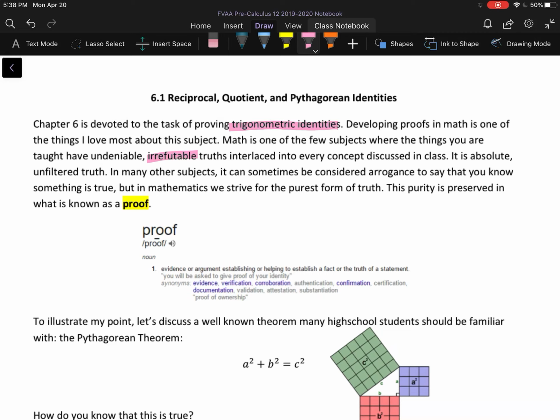In many other subjects, it can sometimes be considered arrogance to say that you know something is true, but in mathematics we strive for the purest form of truth. This purity is preserved in what is known as a proof. A proof is evidence or an argument establishing or helping to establish the fact or truth of a statement. So we're going to be looking at proofs this chapter.